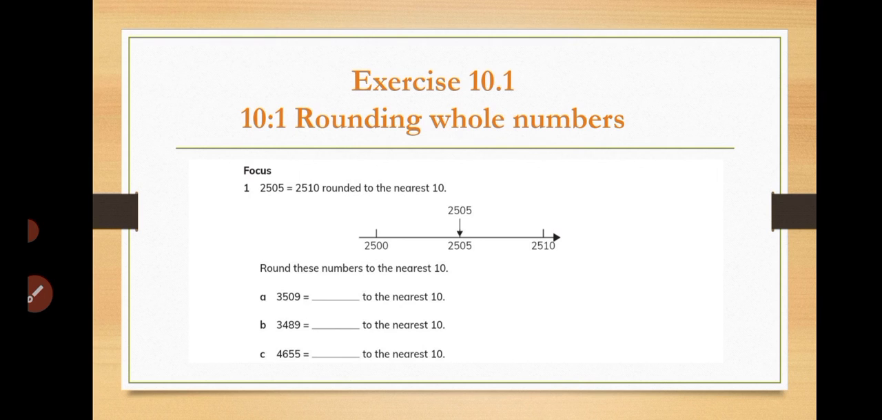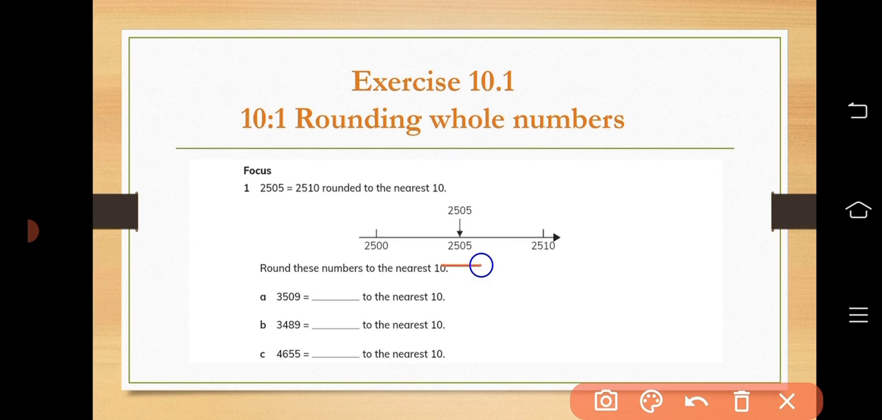Now move to the next. This is your exercise 10.1, and the subtopic is how we can round whole numbers. The first question is given to you: 2505 rounded to the nearest 10 is 2510. Here it is showing a number line. You see that this number 2505 is lying between 2500 and 2510, and it is the midpoint of these two numbers, so it means that you have to round up.